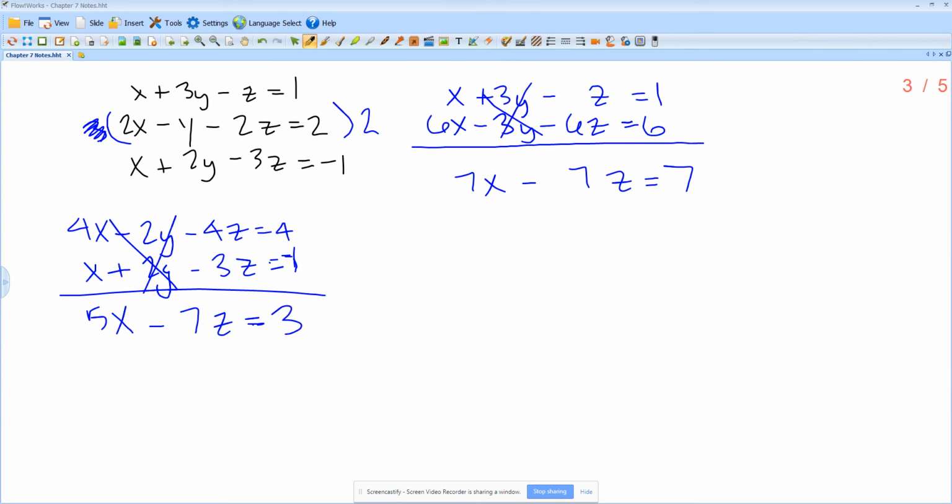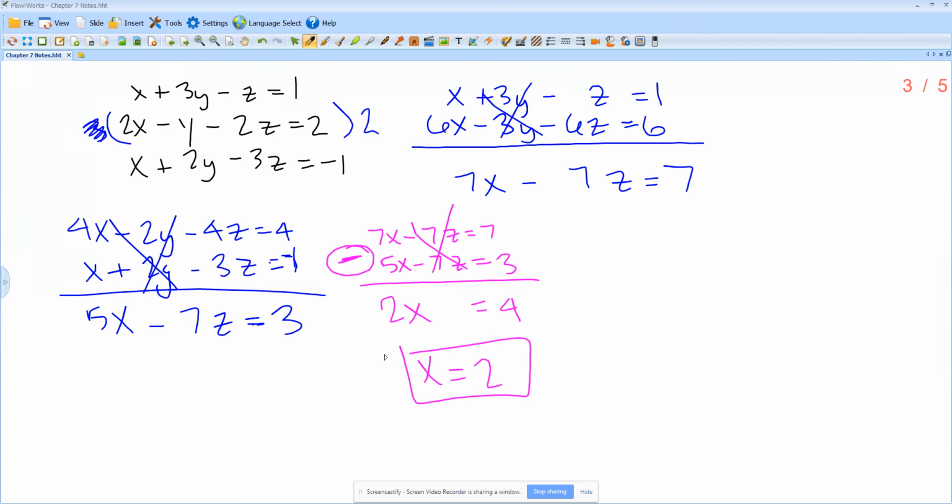So what was great about this? Now I've got these 2 equations that are both in terms of x and z. If I rewrite those, 7x minus 7z equals 7, and 5x minus 7z equals 3. I can combine these by subtracting straight downward. If you feel more comfortable, multiply one of these by a -1, just to change that sign. 7 minus 5 is 2x. -7 minus -7 would cancel. And 7 minus 3 is 4. So I get x equals 2.